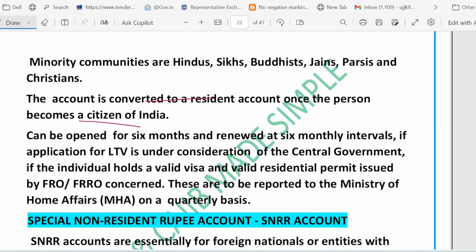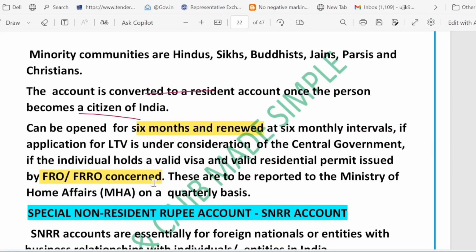Now timing. So there is a 6-month rule, 6-month opening and renewal. Let's understand this meaning. If the person has applied for a long-term visa and it is still being decided, the bank may open the NRO account for 6 months only, right? That 6-month period may be renewed every 6 months while the LTV application is under consideration. But each renewal requires the person to still hold a valid visa and an FRO residential permit, right? So basically open for 6 months, renewal after every 6 months while LTV is pending.